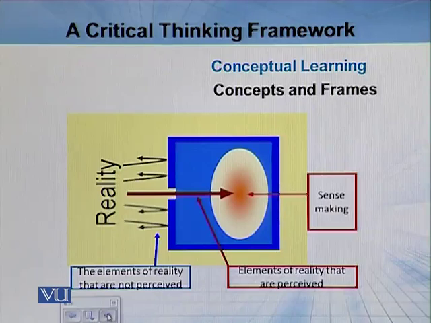In the diagram here, we can see that the concepts that an individual holds will filter out certain aspects of reality. They bounce away, and only certain aspects of what is being observed, what is perceived, will be allowed inside in order for the reflective practitioner to make sense.